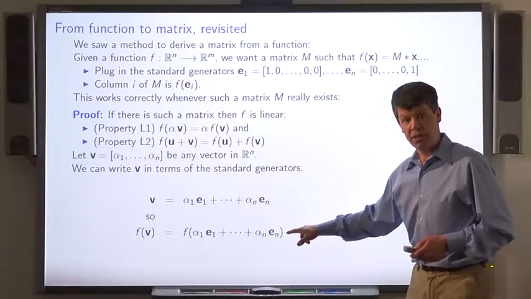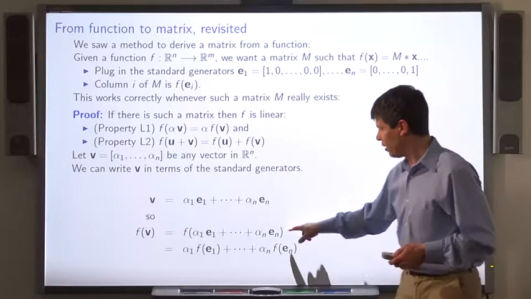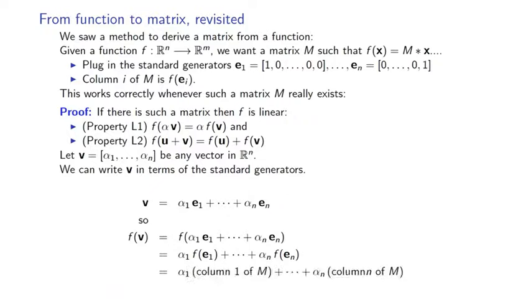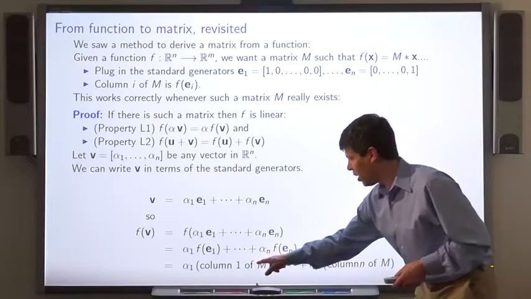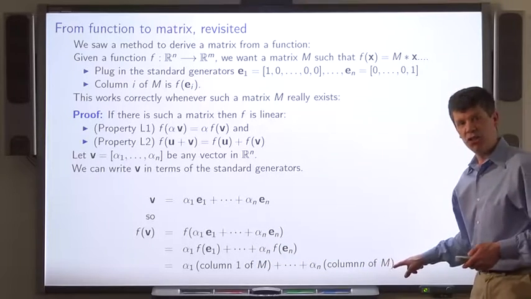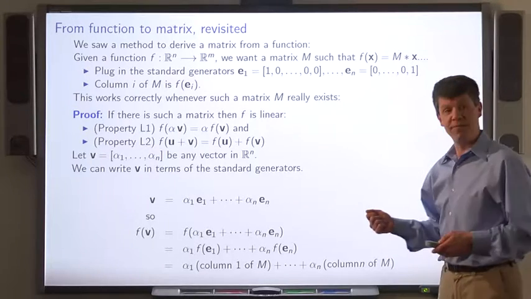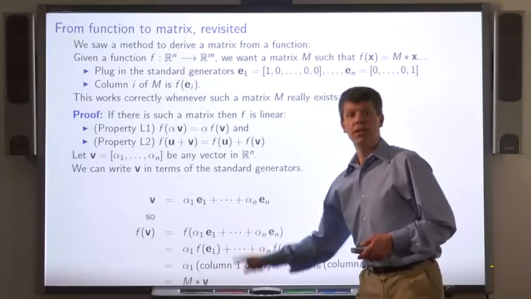Now we use the properties of linear functions. Using properties L1 and L2, we can convert this to this. We define the matrix M so that its first column is f of v1, its second column is f of v2, and so on. So we replace these by column 1 of M, and so on. So what we have is a linear combination of the columns of M. And by the linear combination definition of matrix vector multiplication, that's the product of M times the vector v.